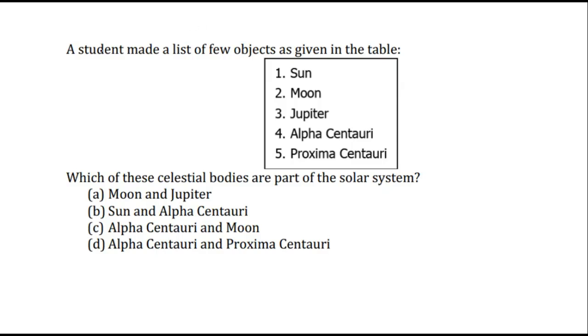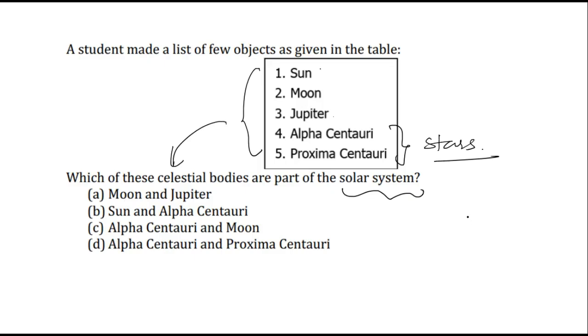Next question. A student made a list of a few objects as given in the table: Sun, Moon, Jupiter, Alpha Centauri and Proxima Centauri. These are stars, and of course both are the same by different names. Then Sun, Moon and Jupiter: Moon is a satellite, Sun is a star and Jupiter is a planet. We all know that. All these are celestial bodies. Which of these are part of the solar system?